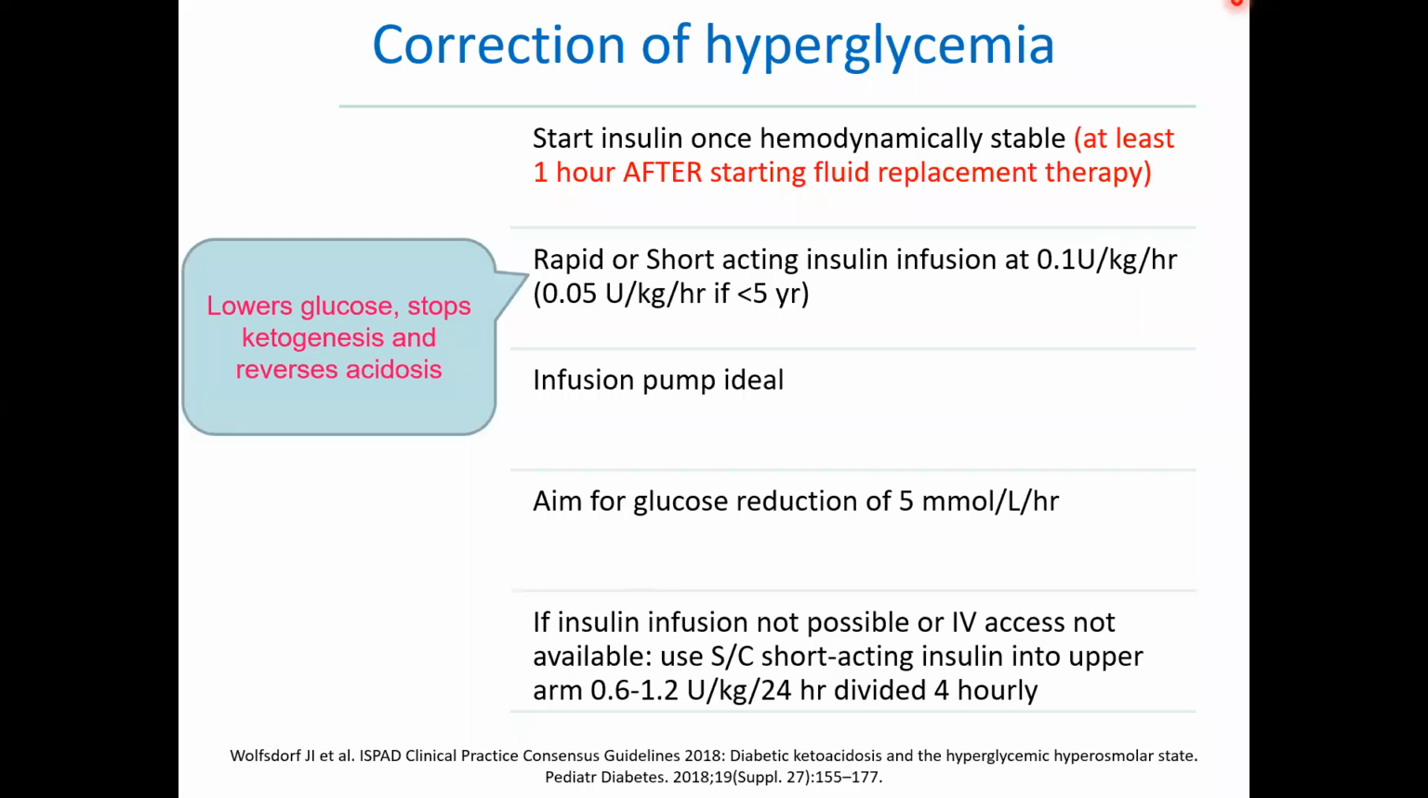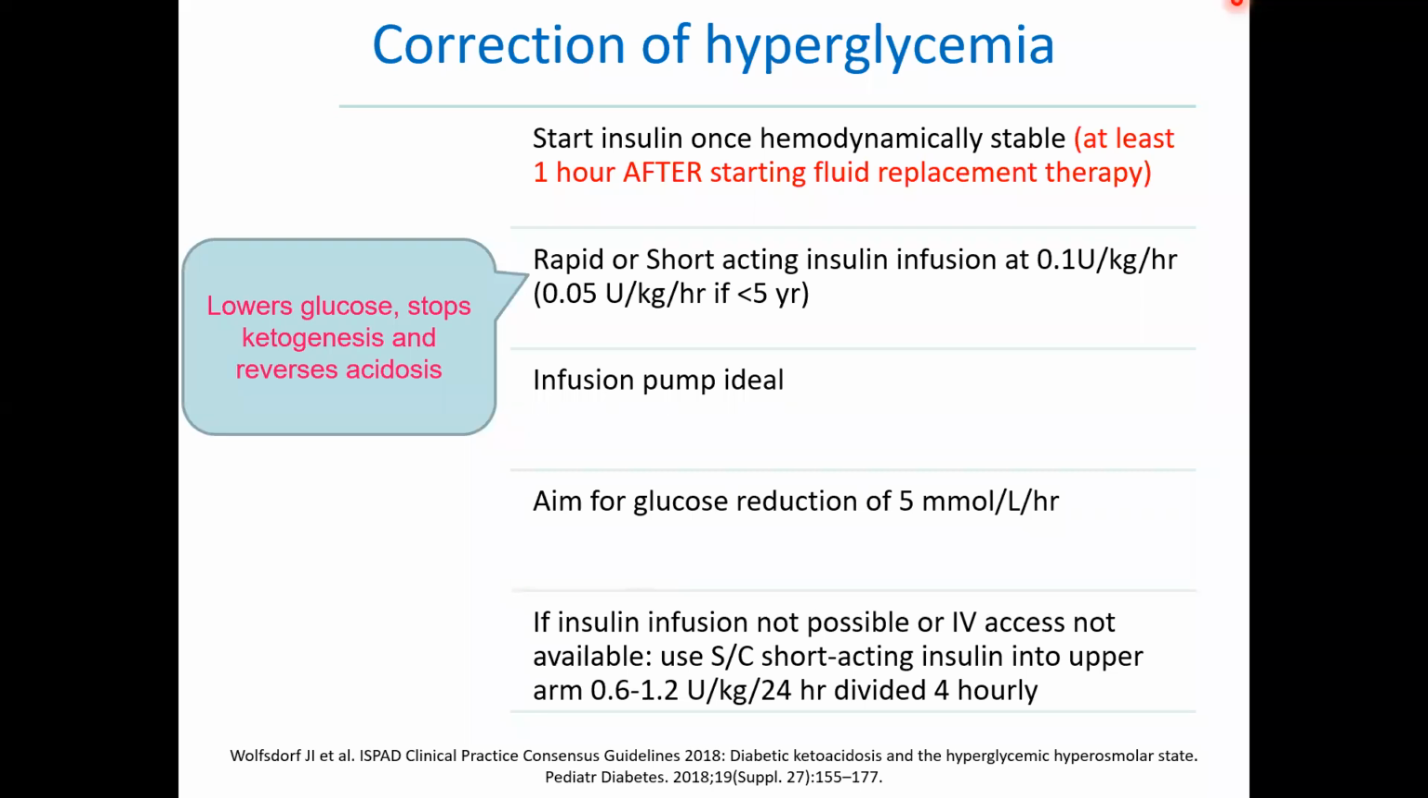So our next step in management of DKA is management of hyperglycemia. It's important to note that the first step is not management of hyperglycemia. It's actually correction of dehydration, and then we move on to correction of hyperglycemia. So insulin should be started only once the patient is hemodynamically stable, and usually this should be at least 1 hour after starting fluid replacement therapy. So what does insulin do? Of course, it lowers the blood glucose, but in addition to that, it stops ketogenesis and reverses the acidosis.